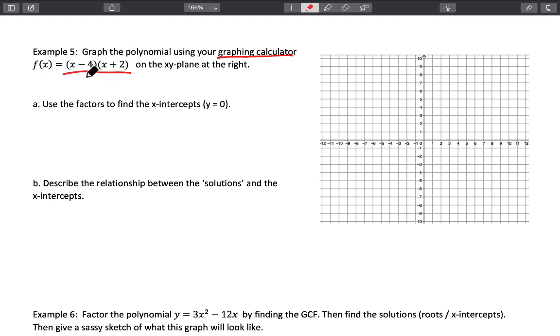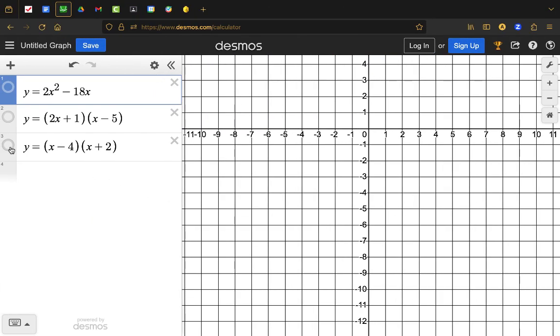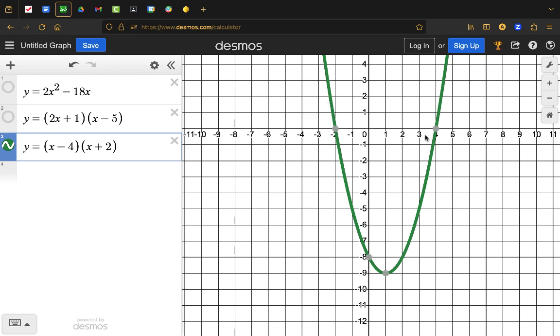So here we're going to take a look at the graph of x minus 4 times x plus 2. I have it graphed here on Desmos for us, and you can see it's this green parabola that dips down and comes back up. It looks here as it crosses the x-axis at 4 and -2. And these are our two solutions.